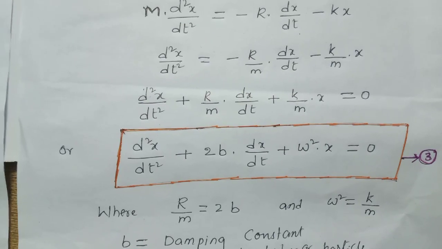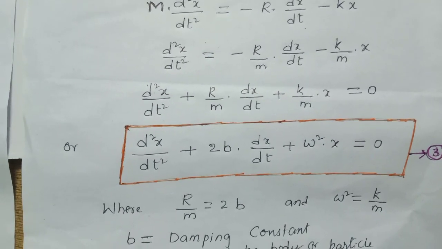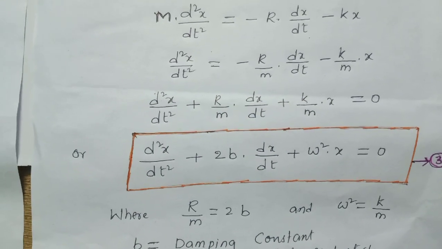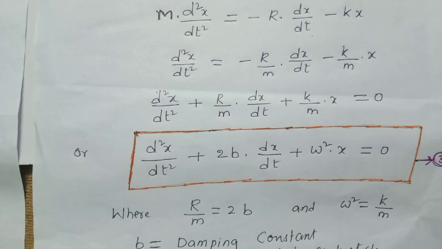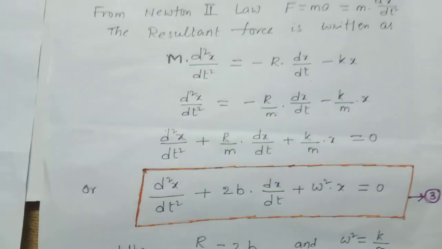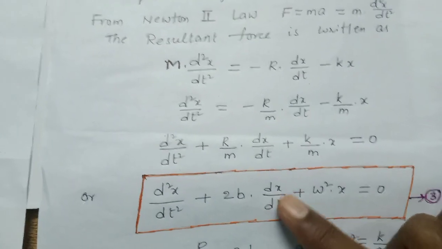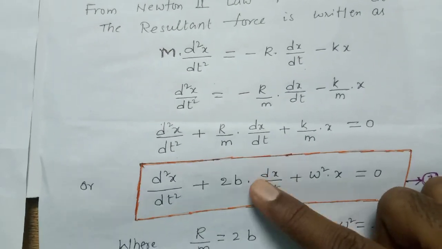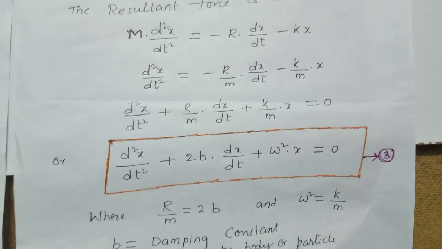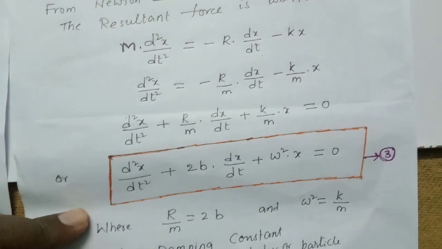In the last class on the simple harmonic oscillator we got d square x by dt square plus omega square x equals 0. But in this case, d square x by dt square plus 2b into dx by dt plus omega square x equals 0. What is the extra term? The extra term is 2b into dx by dt. This tells about the damping of the oscillator. Now we are going to derive the solution for this differential equation.